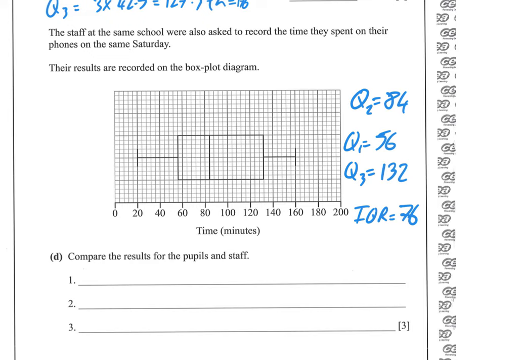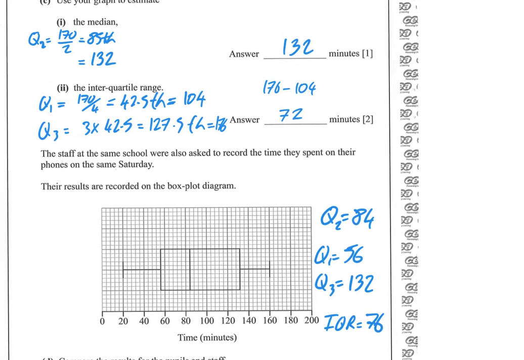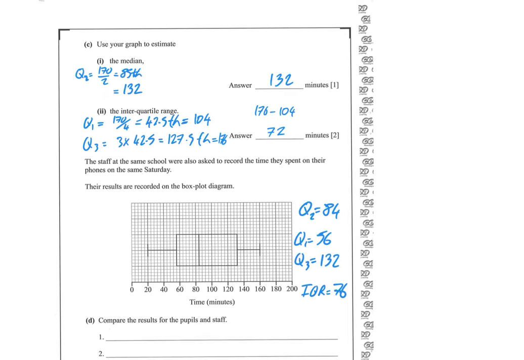Okay, let's compare that with what we have earlier on. So for the pupils, the median was 132 minutes, and their interquartile range was 72. So they're fairly equally spread. However, as their interquartile ranges are fairly similar, the pupils clearly spent a good bit longer on their phones.